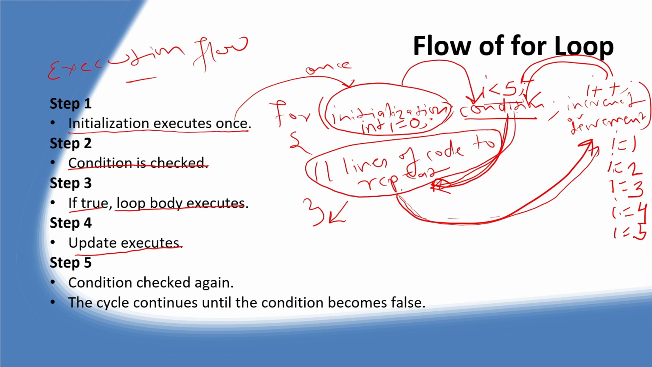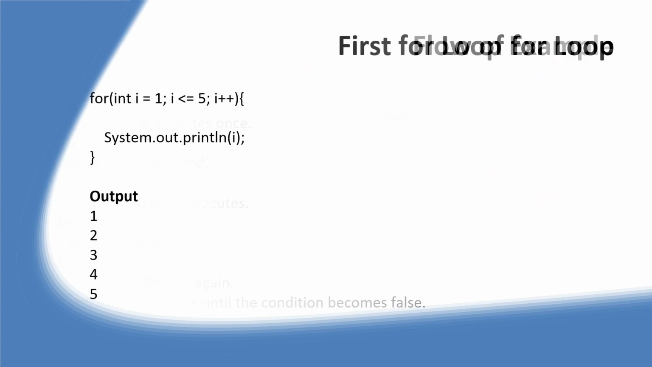So this is the whole execution flow of a for loop. I know it is a little bit messy. I will explain this thing in detail in this video. Let's move on. So this one is an example of a for loop.